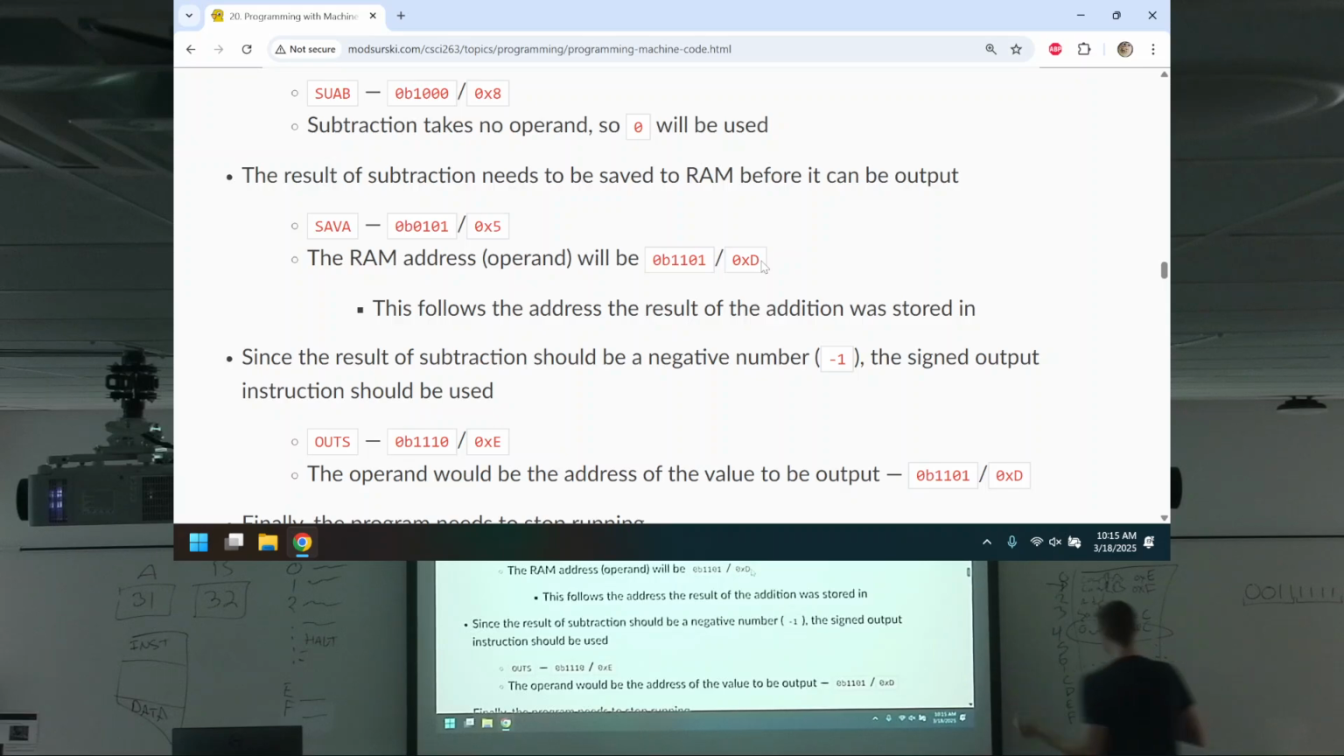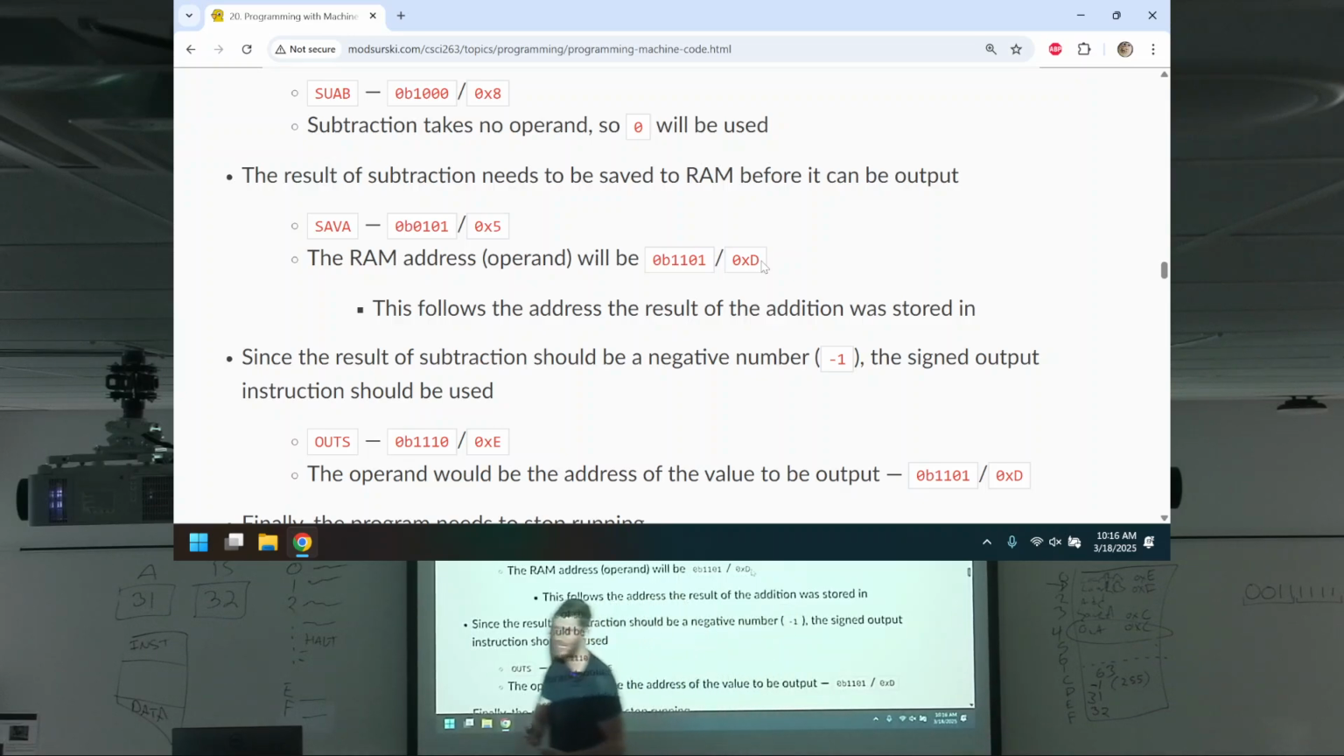So this should be 31 minus 32, that should be negative 1 or 255, right? Because 2's complement. Is it signed, unsigned, whatever. The bit pattern would be 1, 1, 1, 1, 1, 1, 1, 1, right? Right. If you're unclear about this, go review 2's complement.